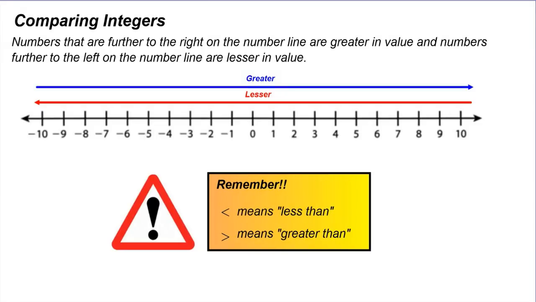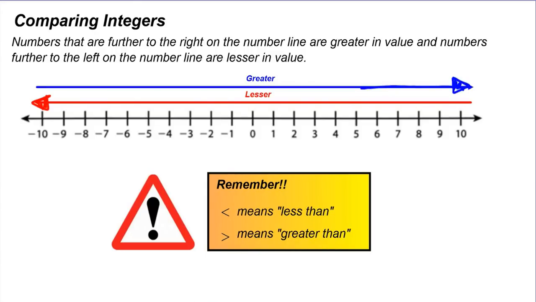So the next thing we want to talk about is comparing integers. Now, numbers that are further to the right on the number line are greater in value, and numbers that are further to the left on the number line are lesser in value. So as we go to the right on the number line, you can see here this blue line going to the right. As you go to the right, the value of the number gets greater. And then as you go to the left on the number line, the value gets less. So if it's further left on the number line, it has a smaller value. If it's further right on the number line, it has a greater value.